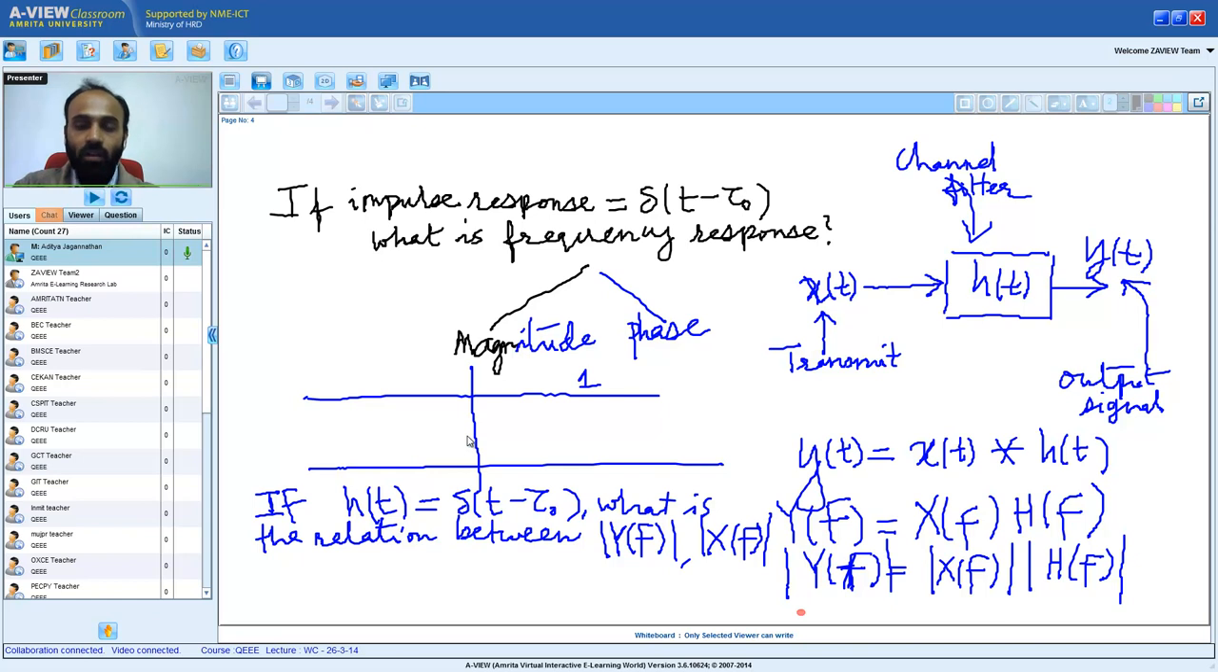So is there any distortion? If I look at the envelope, or the spectrum purely from the magnitude, let's say I consider a signal x(t) with a magnitude spectrum that looks like this, magnitude X(f), is there any distortion? Is there any distortion if magnitude H(f) is equal to 1? There is no distortion, right? So magnitude Y(f) is basically equal to magnitude of X(f).